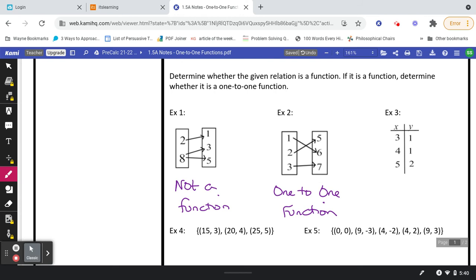Example number 3, 3, 1, 4, 1, 5, 2. So none of the x's are cheating. That means it is a function. But notice you have a repetition of the y's, which means this is a function, but not one-to-one. It is a function, but it's not a one-to-one function. The x's are not cheating, but the y's are. The y's are repeating.